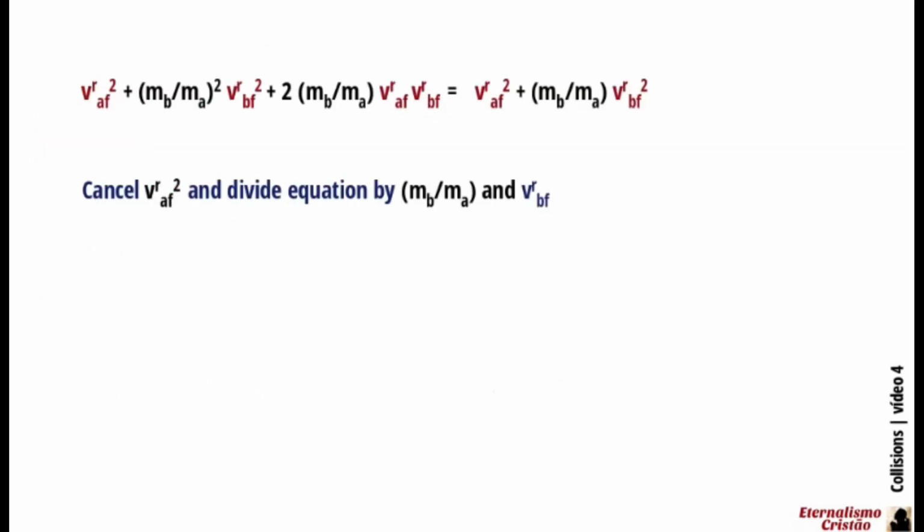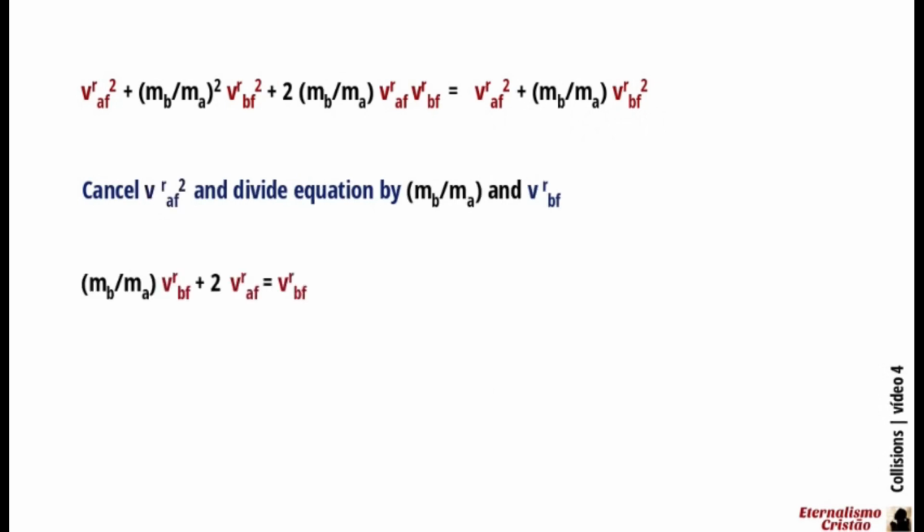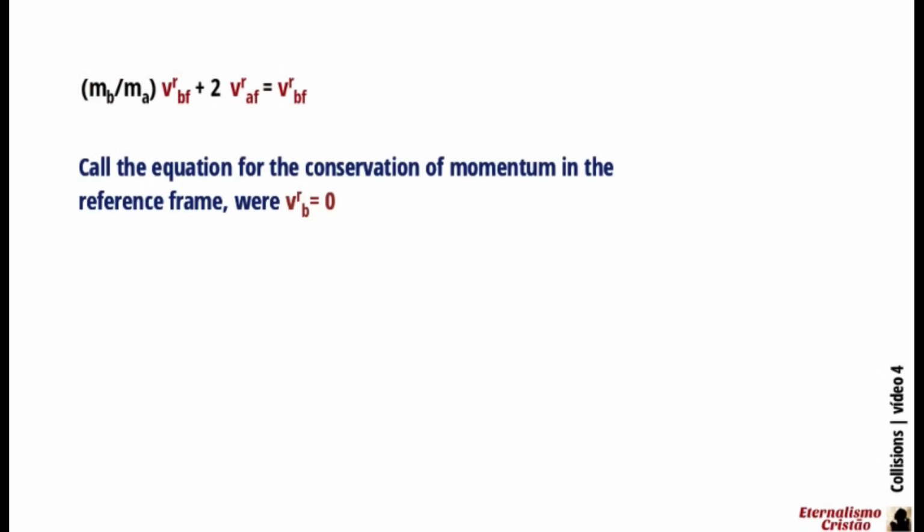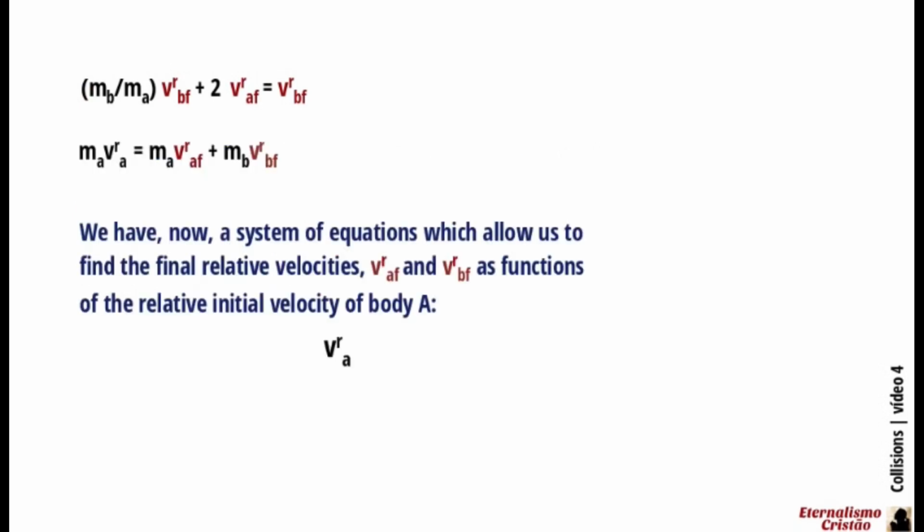Cancel v relative of final squared on both members. Divide the equation by mb over ma and by v relative of b final. Solve the equation for the conservation of momentum. Remember, we wrote it for the reference frame where v relative of b equals 0. We have, now, a system of equations which allows us to find the final relative velocities of bodies A and B as function of the relative initial velocity of body A.